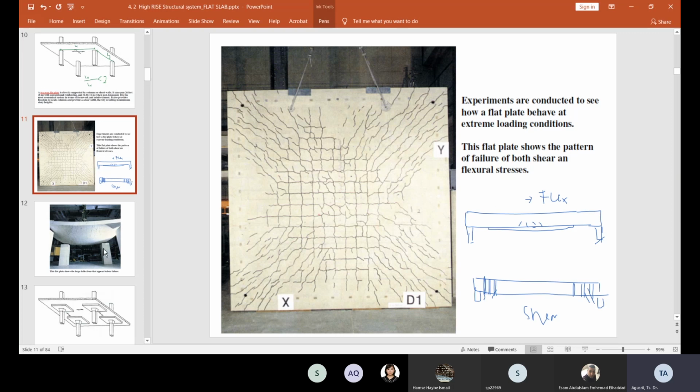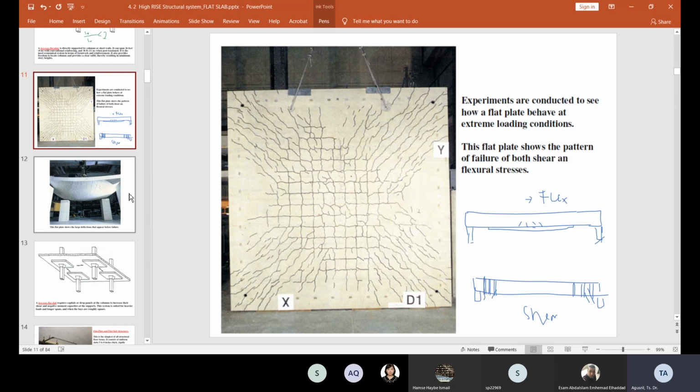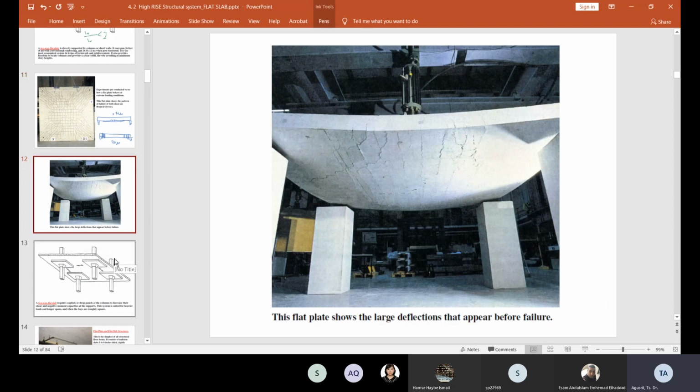Sometimes we have an old project and they need to change the function. For example, the old building was previously designed as a school building, and then the new owner wants to change the function of the building to office. If you change from school to office, it should be no problem, because the loading for office is less compared to school. For school we have 3 kilonewton per square meter, depending on the code, but for the office we have only 1.5. So if we change from school to office, it should be okay.